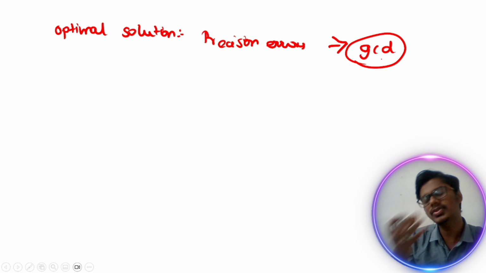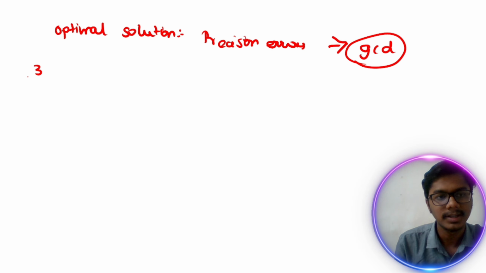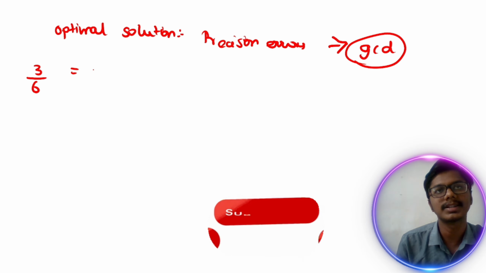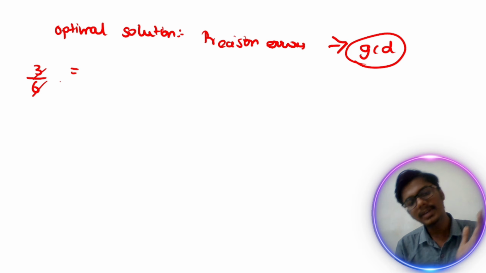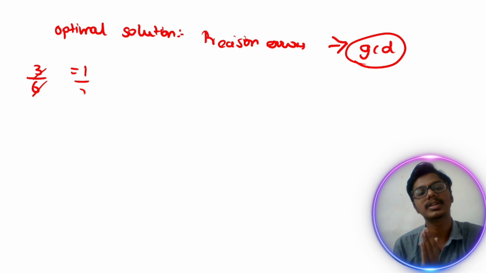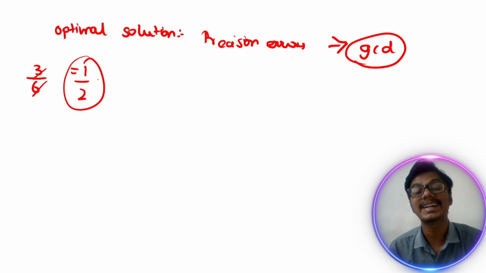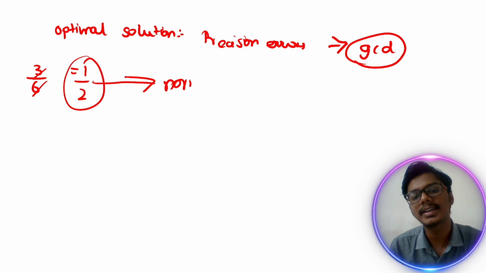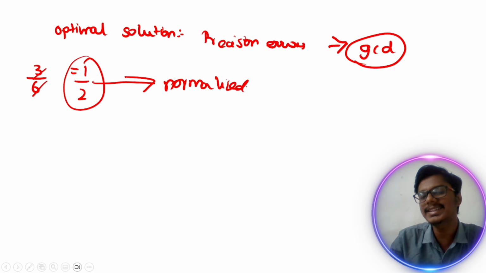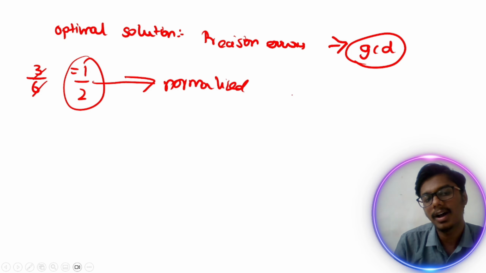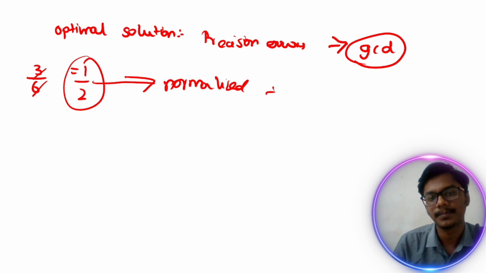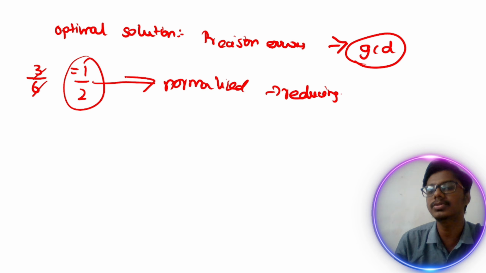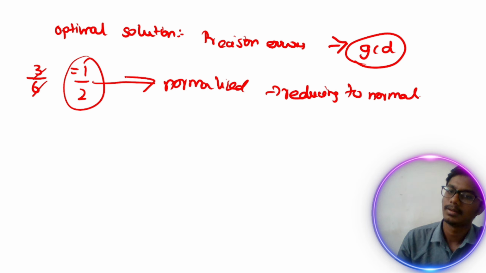First of all, we reduce the numbers. Let me consider 3 by 6. I just want to reduce this into the normal form. Simply reducing, 3 by 6 is divided to become 1 by 2, right? So if we consider that normalized form, we don't get the precision errors. That's where the GCD comes in. We are reducing to the normalized form.